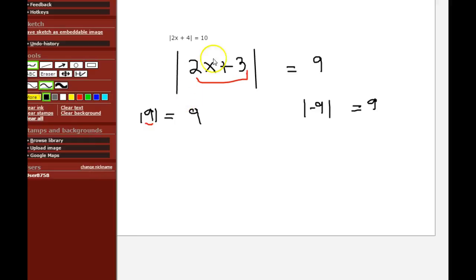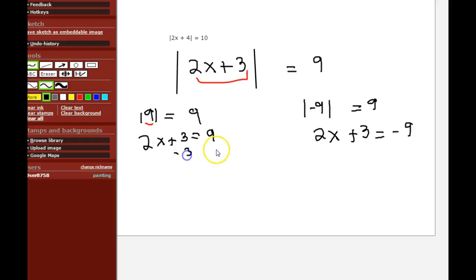So let's solve it out. For 2x plus 3, you take what's inside of the absolute value sign and set it equal to positive 9, and you let 2x plus 3 equal negative 9. Solve them separately. Subtract 3, subtract 3. 2x is equal to 6, and x is equal to 3.